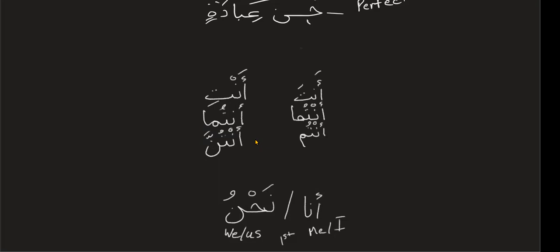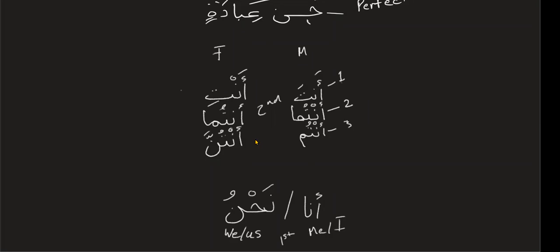So this is masculine, this is feminine, and they're both second person. Second person, the person you're talking to. So anta is you. I'll put one here because it's singular. Antuma is dual, it's two people, so you're talking to two people. Antuma, you two. Antum, we just put three because it's more than two, it's plural. Antum, which means you lot for men.